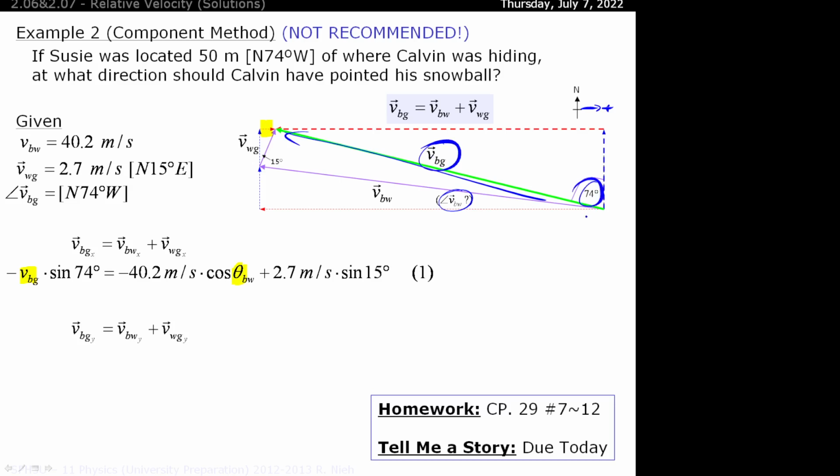VBG, we may know the angle, but we don't know the length, so we're stuck with another variable. We don't know VBG, but we do know that the vertical component is equal to the adjacent, so the cosine of 74 degrees.